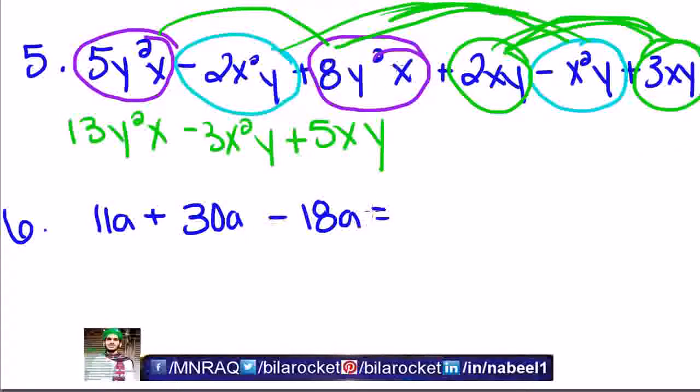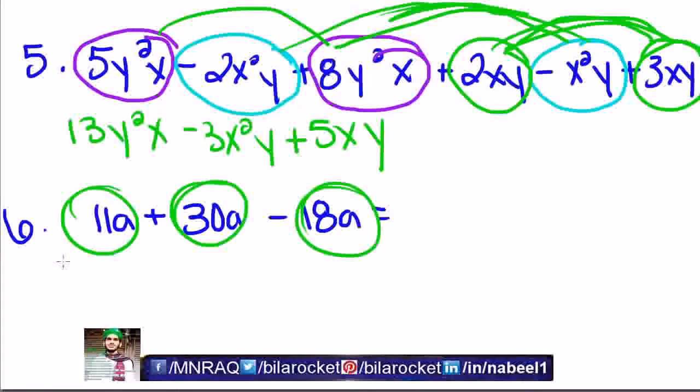Now this one's a lot simpler. Each one of these terms has an a in it, so we're just going to add them together. 11 plus 30a gives you 41a minus 18 gives us 23a.